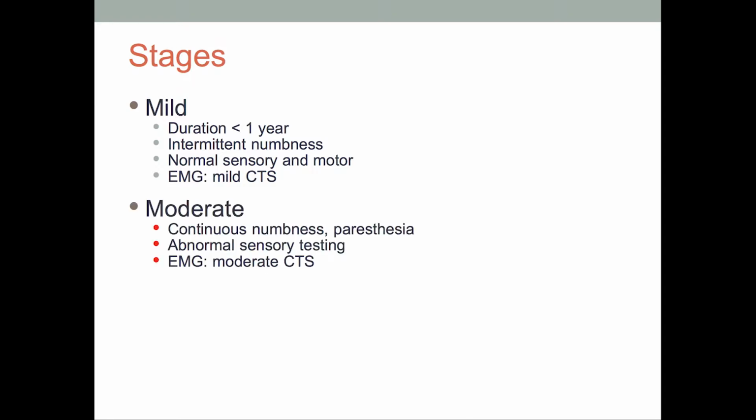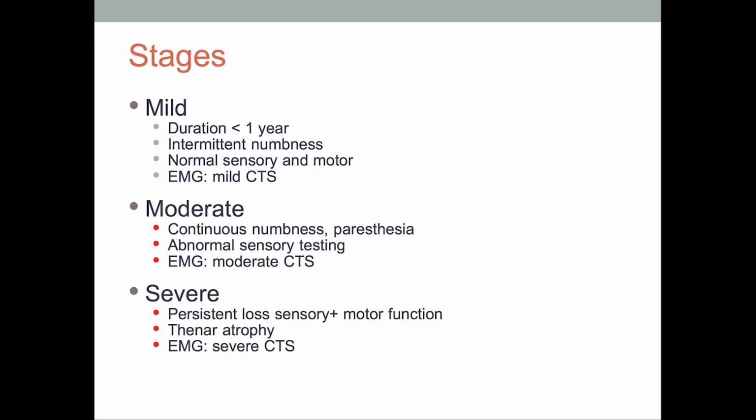And there's moderate, where now it gets a little bit worse. The numbness is a little more frequent, more continuous. Their sensory testing might be abnormal, and then EMG will say moderate carpal tunnel syndrome. In severe carpal tunnel syndrome, you have thenar atrophy. And so the reason we like to classify it this way is because mild patients, we usually try like a splint. Moderate, usually try a splint or injection.